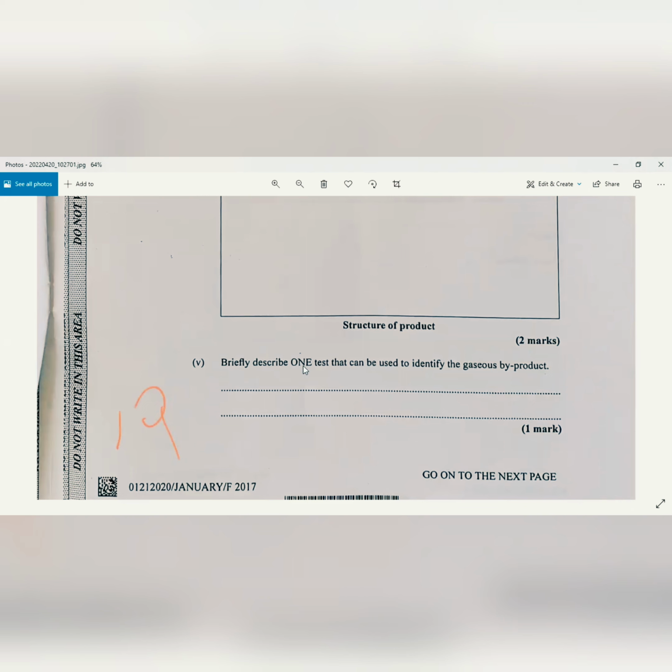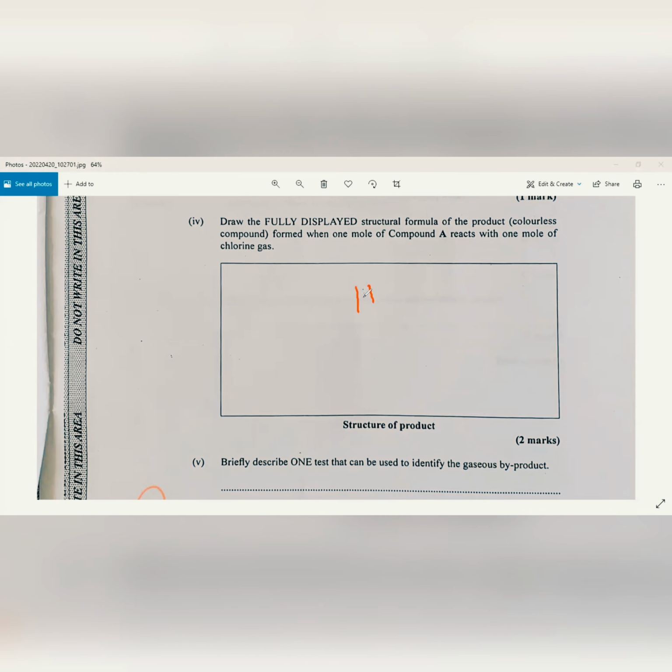It says briefly describe one test that can be used to identify the gaseous byproduct. The gaseous byproduct, if you recall, was hydrogen chloride. This looks very familiar to us because it actually looks like hydrochloric acid. How would I identify an acid? Well, I would take the pH scale or take universal indicator, dip it in it, and then compare it to the pH scale. Also, you could use litmus, which would turn blue litmus paper red. Okay. And so that's how you could identify that this is hydrogen chloride, which is also an acid.